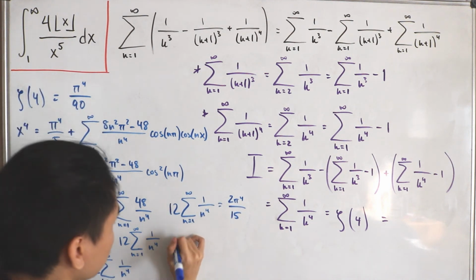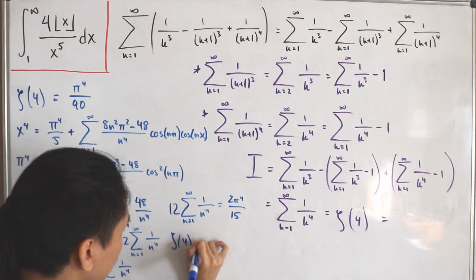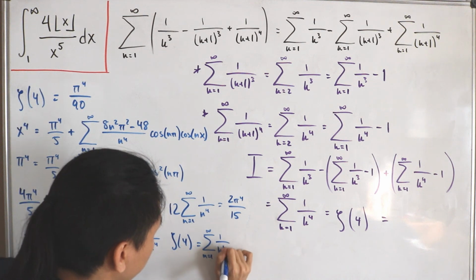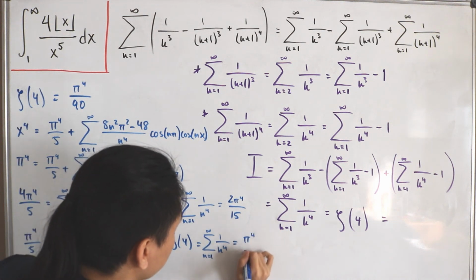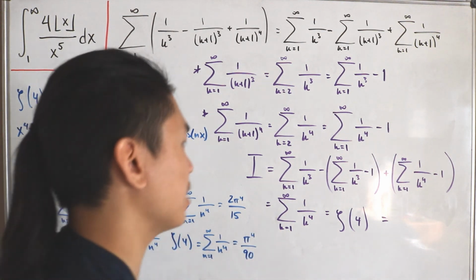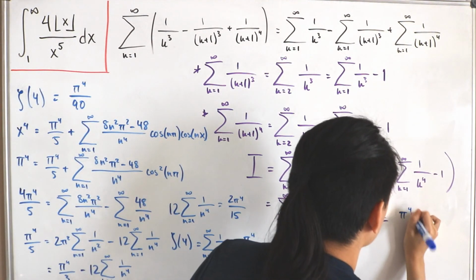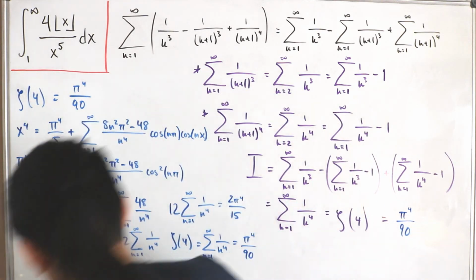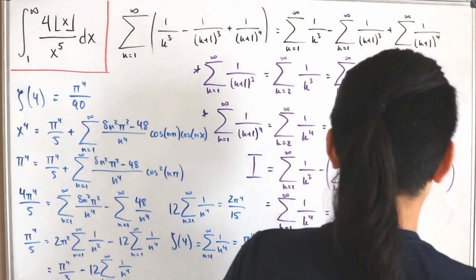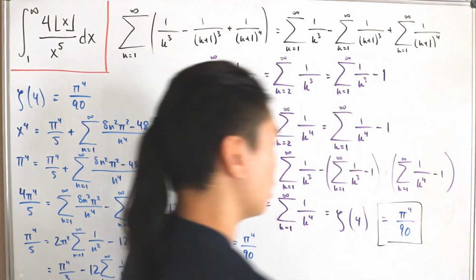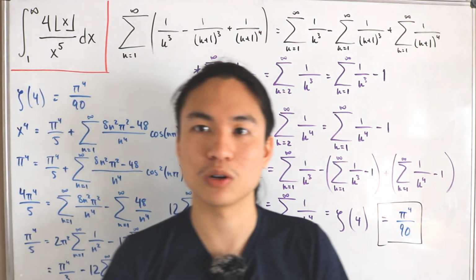And so therefore the Riemann zeta of 4, which is equal to the infinite sum at n equals 1 of 1 divided by n to the 4, is indeed just equal to pi to the power 4 divided by 90. And so that is our final answer. Just to go back over here, it is pi to the power 4 divided by 90. A special value for the Riemann zeta of 4 and a special value for this integral dealing with the floor function, just like that. So yeah, that's pretty cool if you ask me.